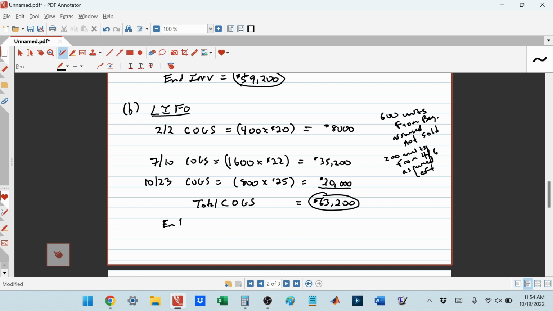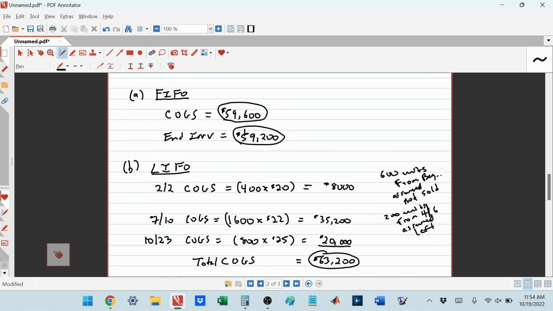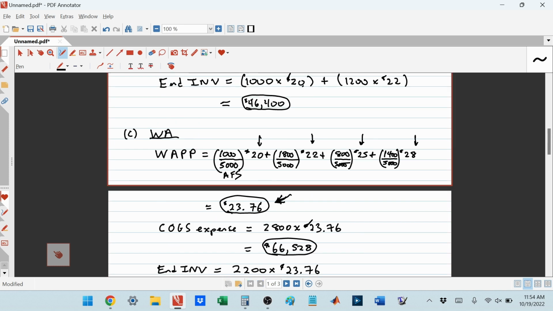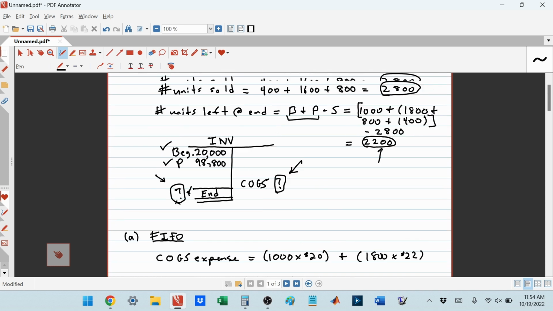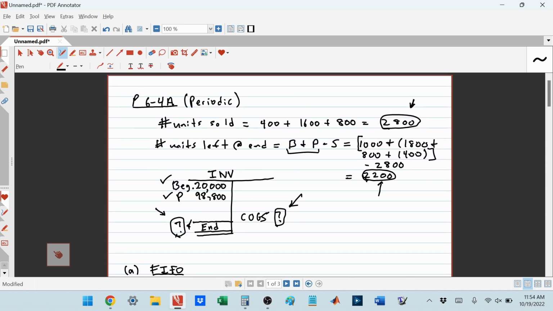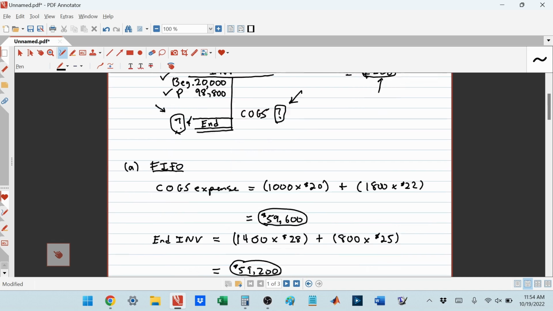Now, what about ending inventory LIFO? Ending inventory, there's how many units left at the end of the month? There are 2,200 units, if you recall. It was the first thing we did. We figured out how many units sold, how many units left. There's 2,200 units left at the end of the month.